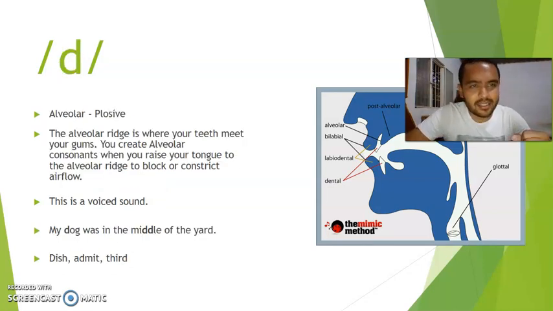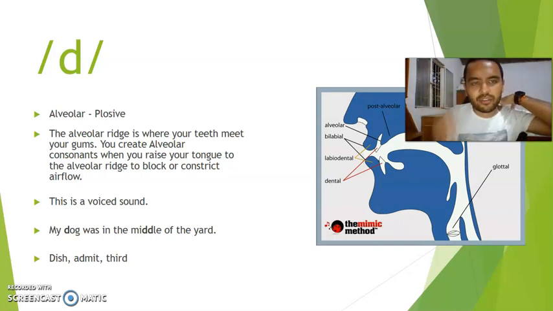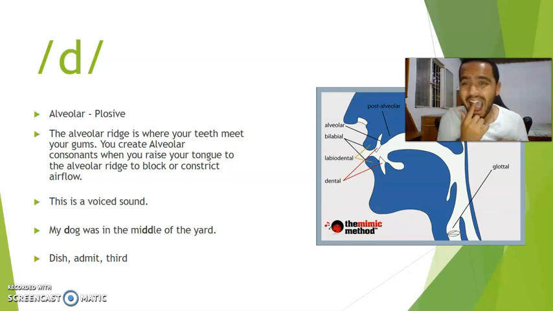This is the D sound. It is alveolar plosive, and it is produced in the alveolar ridge. It's where your teeth meet your gums, the pink part above your teeth. And you create alveolar consonants when you raise your tongue to the alveolar ridge to block or constrict the airflow.